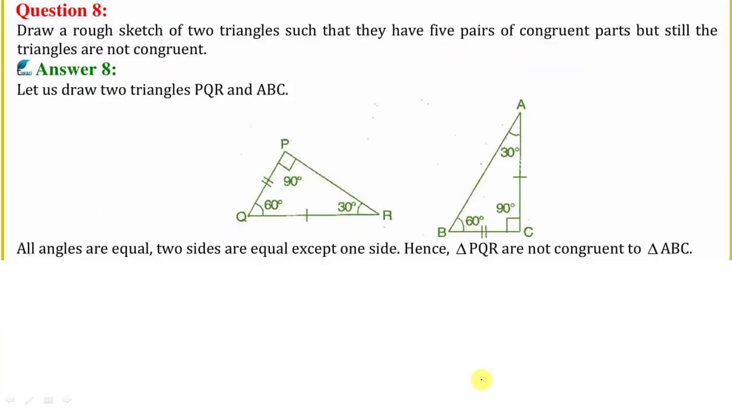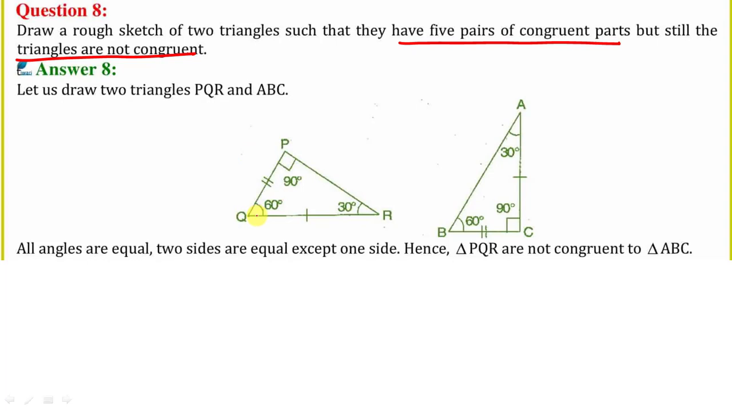So the next question is, draw a rough sketch of two triangles such that they have 5 parts congruent, but still the triangles are not congruent. So 5 parts are equal, but still it is not a congruent triangle. Suppose these are the two triangles.